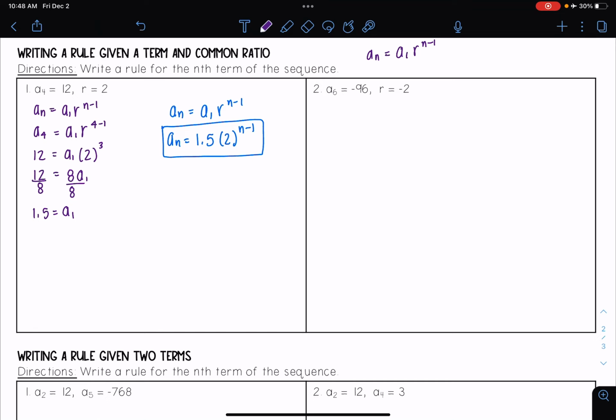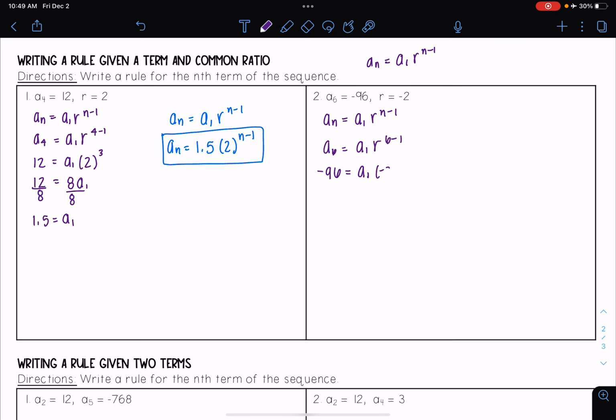Okay, let's look at another example. So here I have a6 is equal to negative 96 and r is equal to negative 2. So I have my rule that an is equal to a1 r to the n minus 1. I'm given the term a6, so I want to replace an with 6. And so that means I need to replace this other n with 6. I know that a6 is equal to negative 96, so I can replace a6 with negative 96. I also know that r is equal to negative 2, so I'm going to replace this r with negative 2. And then 6 minus 1, I get 5.